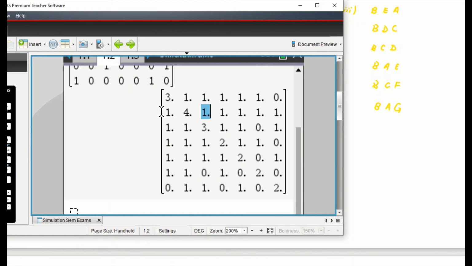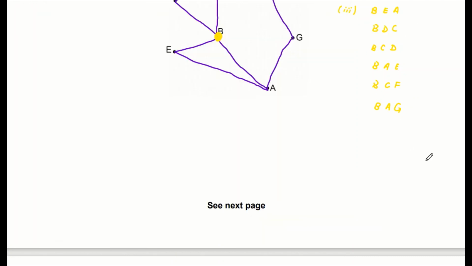Then we move on to the next one. B to C also has one route. So that's why we got BDC. Then B to D also 1, so that's why we got BCD. Then 1, 1, 1 that reach E, F, and G. So in total, you have 1, 2, 3, 4, 5, 6. So your answer is correct. Okay, so this is how you check your answer.